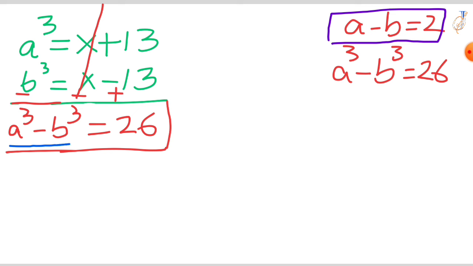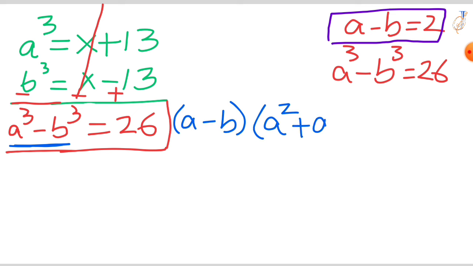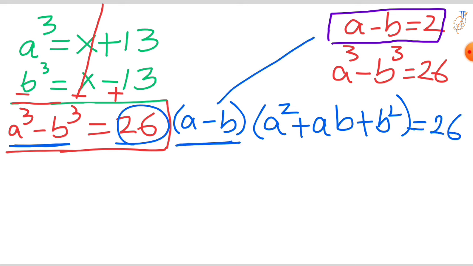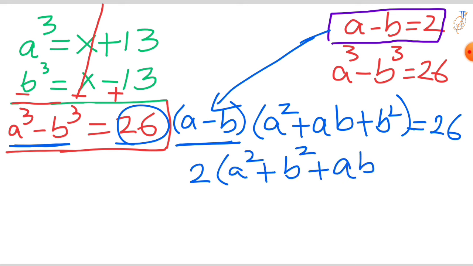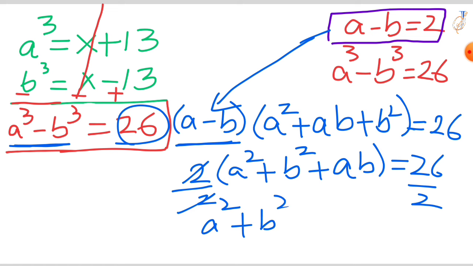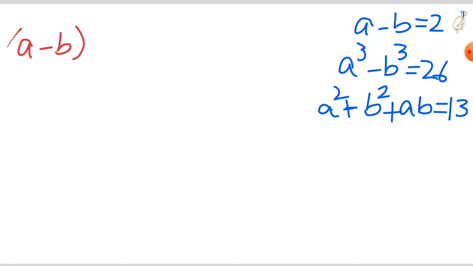We have a cube minus b cube. What is the formula of a cube minus b cube? That is a minus b times a square plus ab plus b square, which is equal to 26. And we know that a minus b value is 2. So 2 times a square plus b square plus ab is 26. Divide both sides by 2, then you will get a square plus b square plus ab equal to 13.